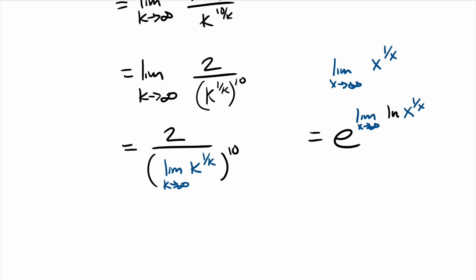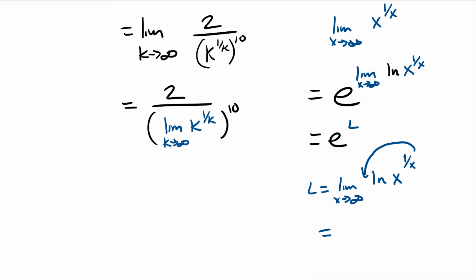So we can just call this e to the L, and L is equal to the limit as x tends towards infinity of ln of x to the 1 over x. The 1 over x falls. That's the reason why we had to use the ln.